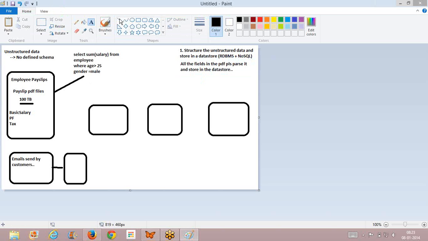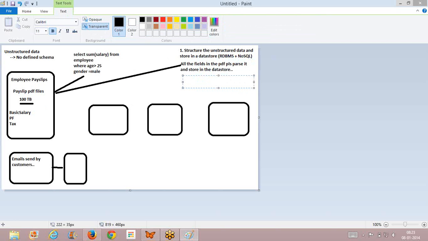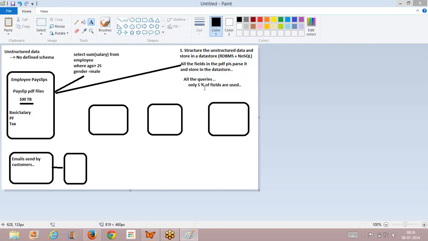But you did this. After 3 years, you started going and analyzing all the queries which were written, all the queries which we wrote in this data. We found that only 5% of the fields are used, which essentially means we wasted 95% of the field parsing upfront and we stored it structured. We wasted the storage space. We've also wasted the processing at that time. So every PDF processing is going to take a lot of time. So we wasted a lot of it while we needed only 5% of the fields.